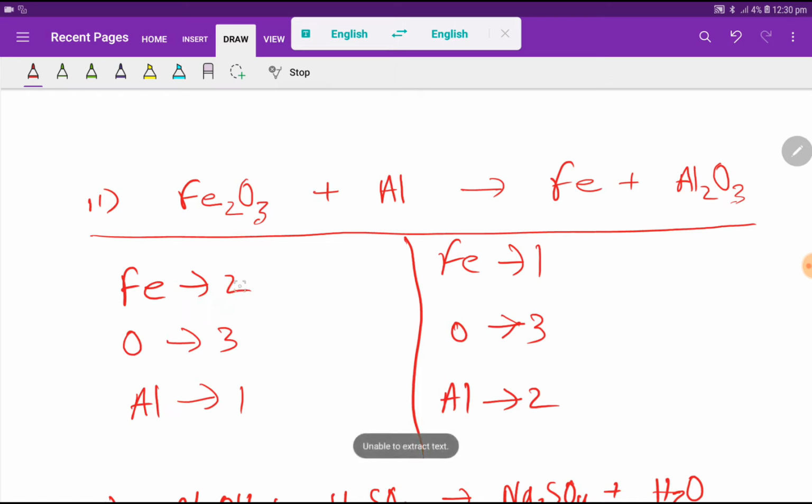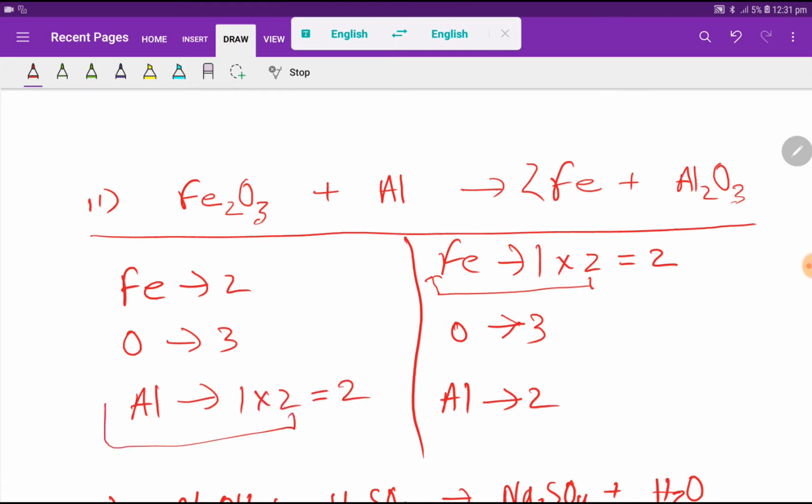Look, here iron is 2, but here 1. So to balance the iron, I can multiply here by 2, that gives me 2. These 2 must come before this iron, that is here. Okay, iron is balanced now. Oxygen 3 and 3, so oxygen is already balanced. Aluminium here 1 but here 2. So to balance the aluminium, what can I do? I can multiply here by 2, that gives me 2. This 2 must come before this aluminium, that is here.